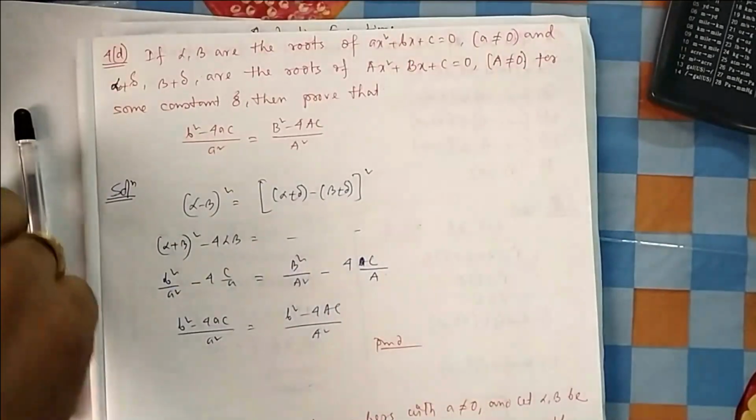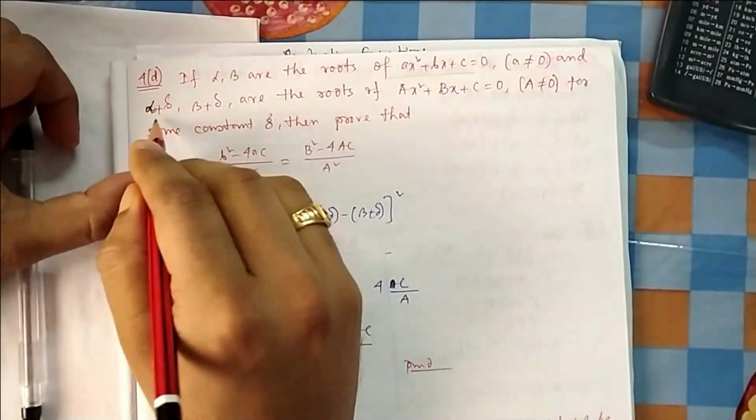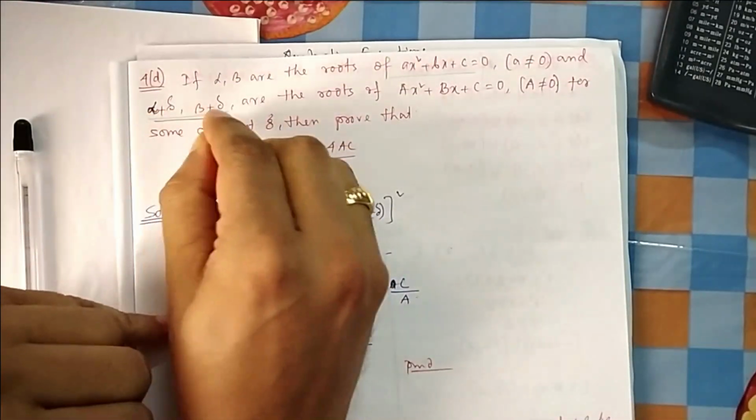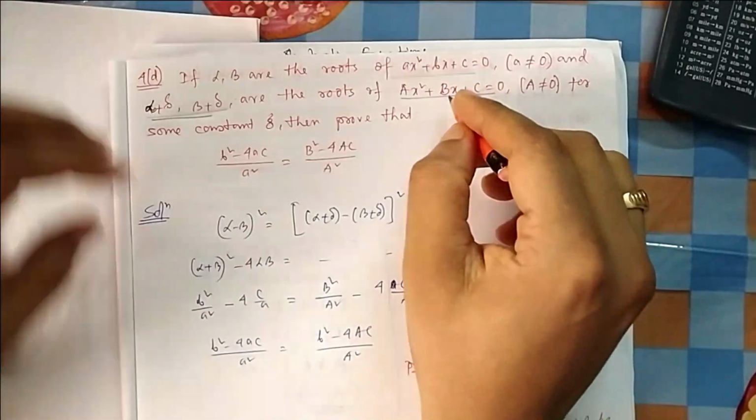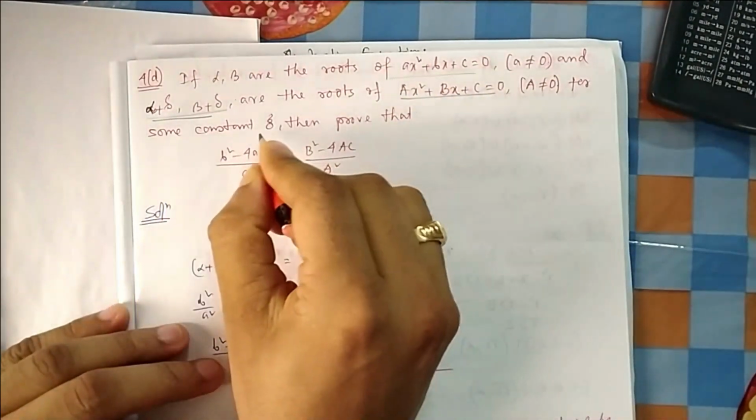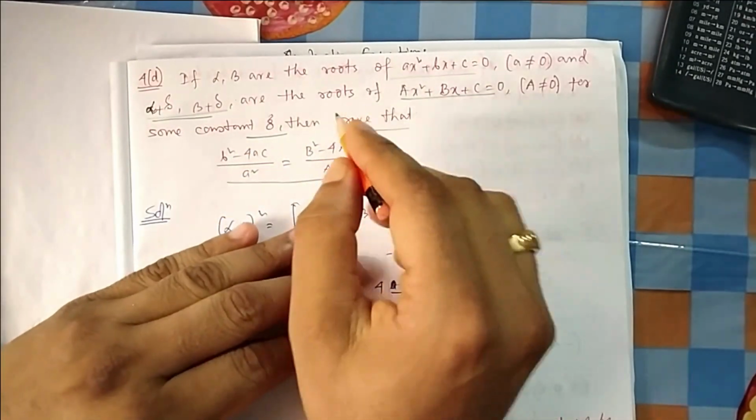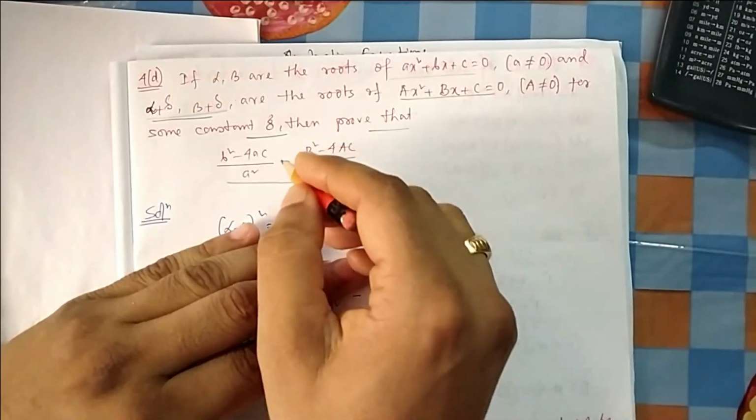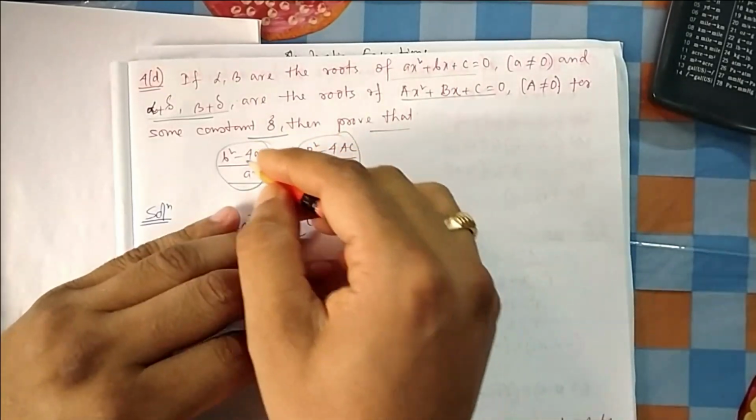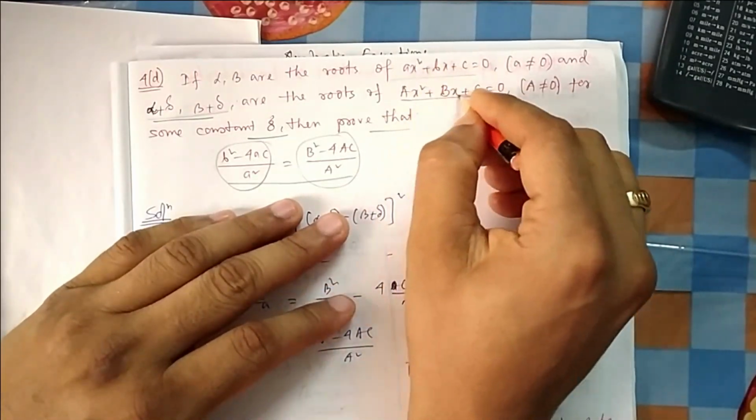Okay students, in question number 4D, what is asked: if alpha and beta are the roots of this equation, and alpha plus delta, beta plus delta are the roots of this other equation, one with small letters a, b, c and one with capital letters A, B, C, for some constant delta, then prove this. Now, before going to the solution, look at the question first. What they are doing is a relation between the small a, b, c and the capital A, B, C. That means the coefficients of these are related to the coefficients of these.